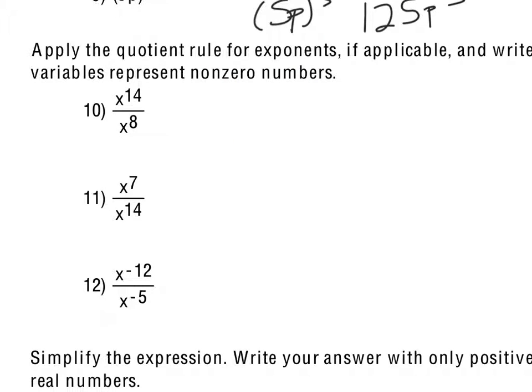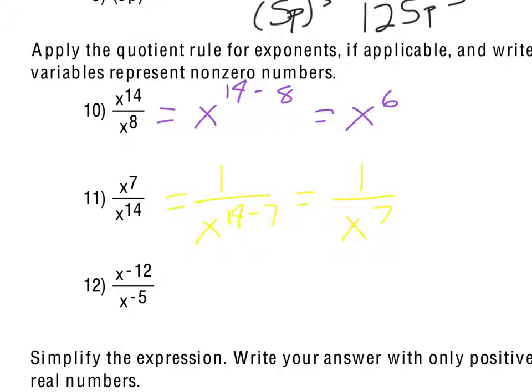Starting with number 10, we're applying the quotient rule. So I can tell that my x's will end up on top. I just subtract the 8 from the 14, and I get x to the 6th. For number 11, I can tell that the x's will be on the bottom, so I just take the 7 away from the 14, and I get x to the 7th.